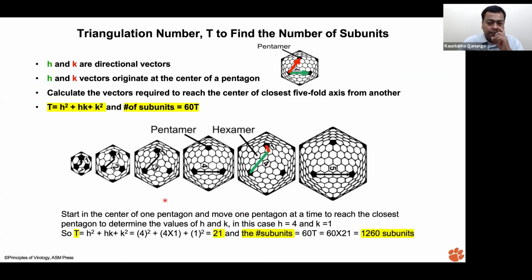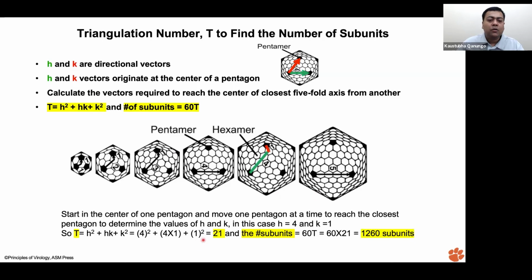If you have that, in this case your H is equal to 4. 1, 2, 3, and 4 from here. And K is equal to 1, from here to here, to reach the closest pentagon. So if T is H squared plus HK plus K squared, you get 21 as the T number for this. If you get 21, then the number of subunits is very easy to calculate. You just multiply this by 60, 60T, and it becomes 1260 subunits. And this is how you can calculate that.